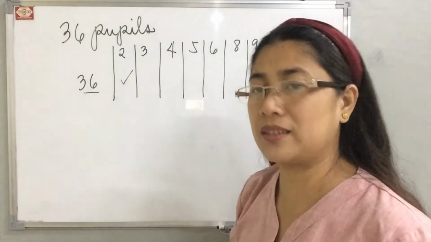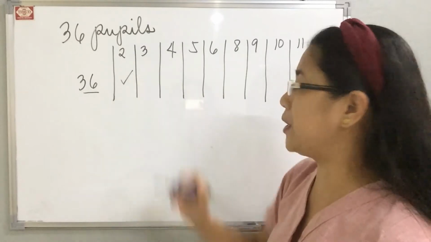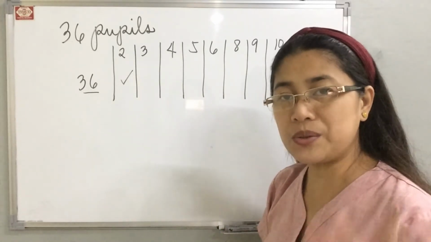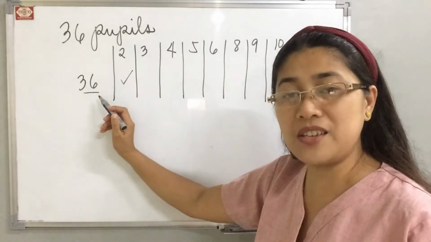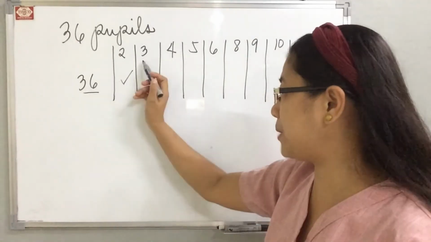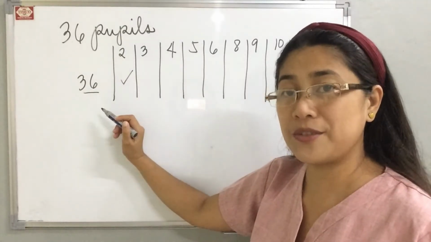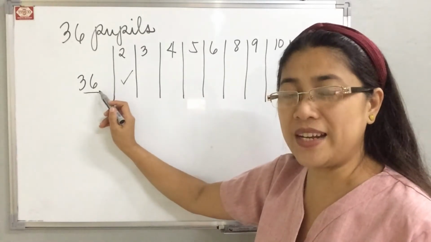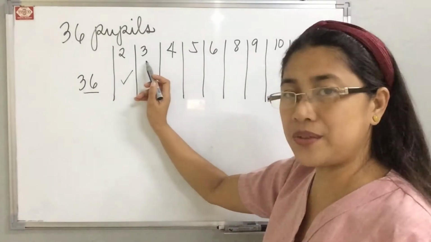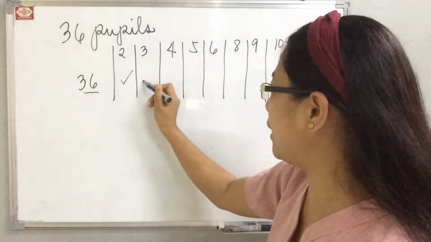So let's check. How about number 3? Is 36 divisible by number 3? What is our rule for number 3? Add the digits, and if the sum is divisible by 3, then the whole number is divisible by 3, right? So 3 plus 6 is equal to 9. Is 9 divisible by 3? Yes, so therefore 36 is divisible by 3.